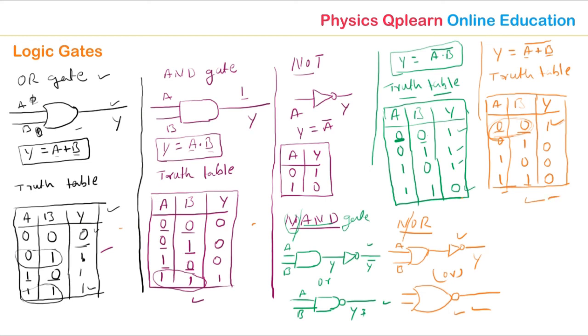So these are all the main 5 gates. The first one is the OR gate, second one is the AND gate, third one is the NOT gate, and here one more, the NAND gate, and here is the NOR gate. So these are all the 5 gates.